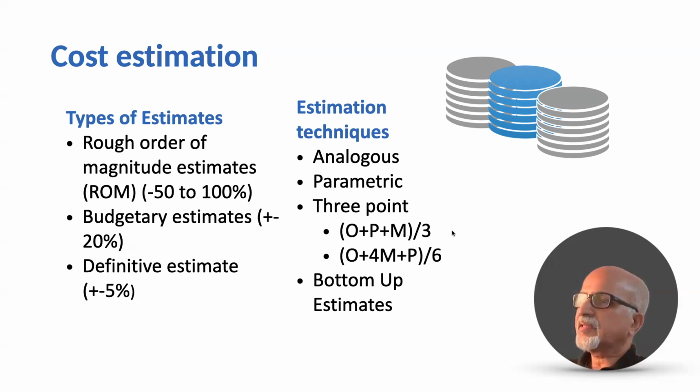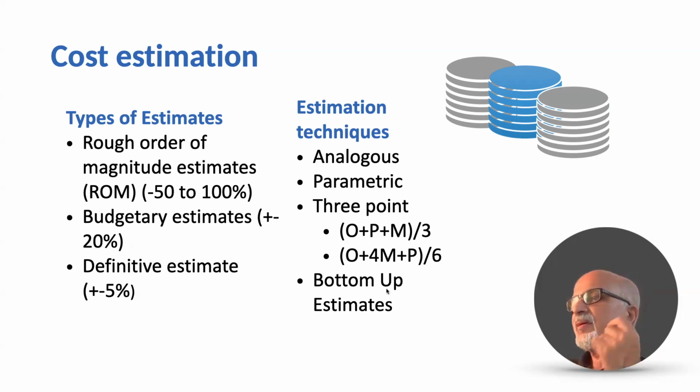Then we have the second variant, that is optimistic plus 4 into most likely plus pessimistic divided by 6. So optimistic plus 4 times most likely plus pessimistic divided by 6. These two come under 3-point estimate.